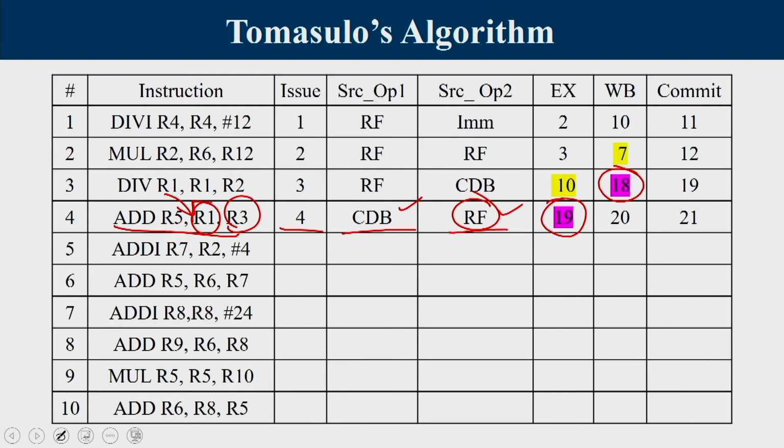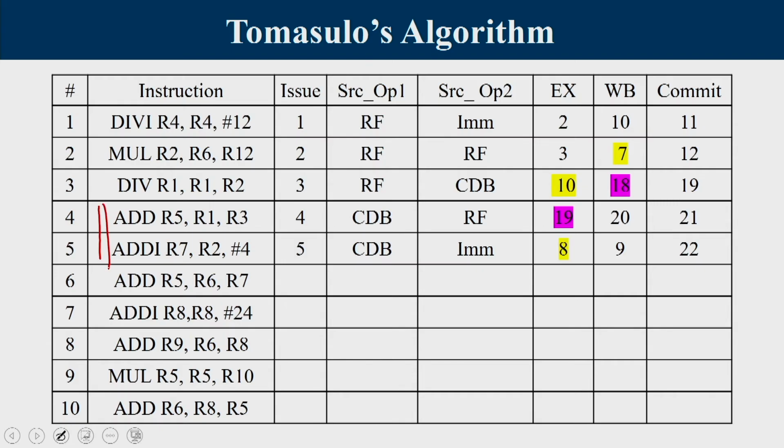So, if a value is returned to CDB broadcast at clock cycle number n, every instruction waiting for this operand can start execution in n plus 1. Since it is an add operation, if you start execution at 19, in one cycle execution is over, at 20 I can write the result and 21 I can commit. Now I move to the second add operation.